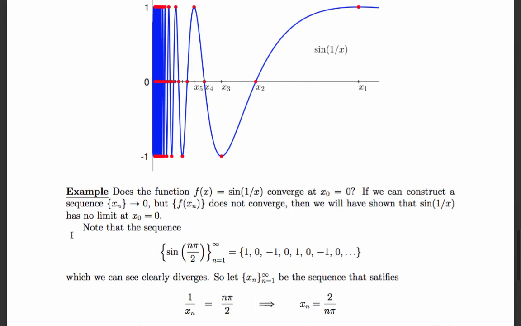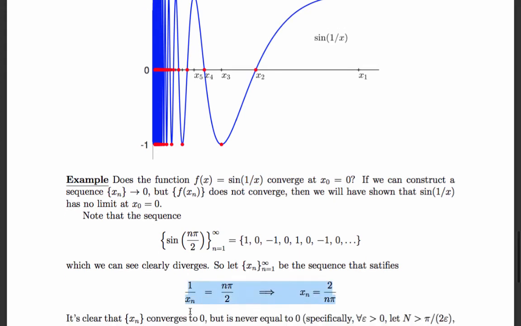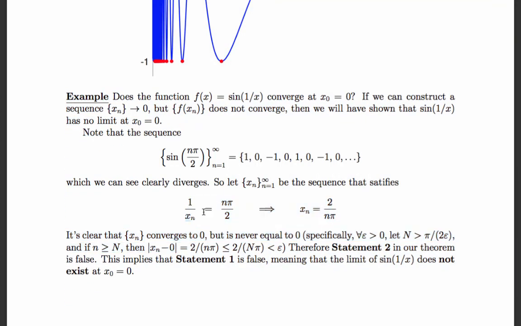Now let xn be the sequence that satisfies 1 over x, right, the argument of our function, 1 over xn equals this argument here, n pi over 2. Well, if 1 over xn equals n pi over 2, then xn is equal to 2 over n pi. Now, it's clear that if I take 2 over pi and divide by n for n equals 1, 2, 3, 4, and so on, that xn converges to 0, but is never equal to 0.